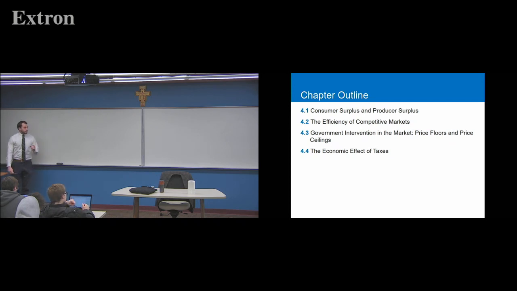Next, we'll look at the efficiency of competitive markets. So how a competitive market in equilibrium is efficient, and how Adam Smith's invisible hand moves the market towards a competitive equilibrium. Next, we'll look at government intervention in the market, so how price floors and price ceilings work, what the effects of those are, and how they move us away from equilibrium.